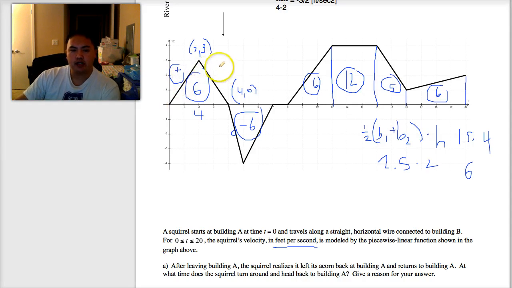Here, the value is positive, right? It's above the x-axis, but the slope is negative. So this tells me he's slowing down.